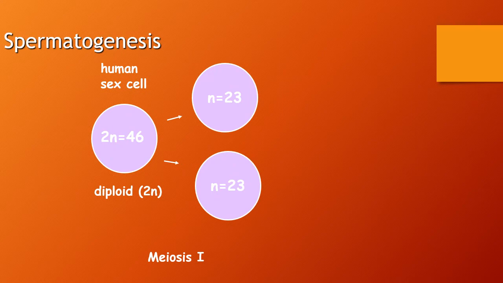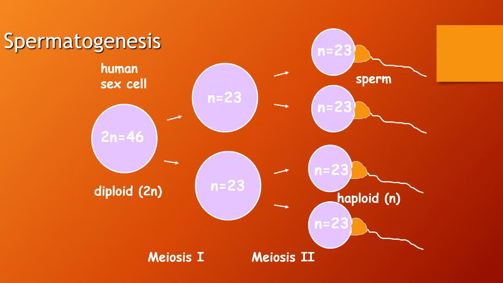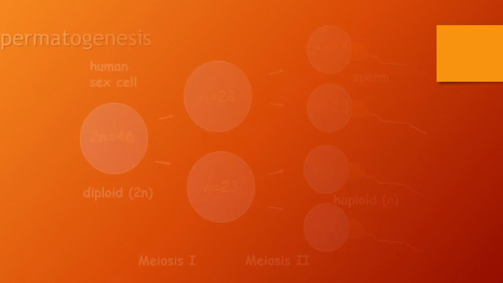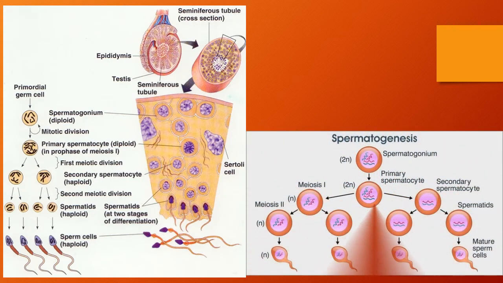An example of meiosis is spermatogenesis. Spermatogenesis is the process to produce sperm. That occurs in the testes, and the result is four sperm cells.